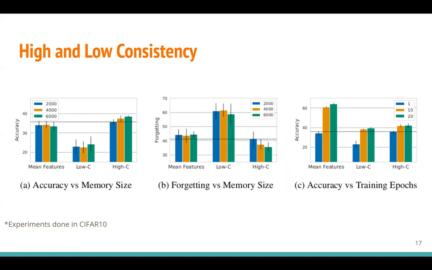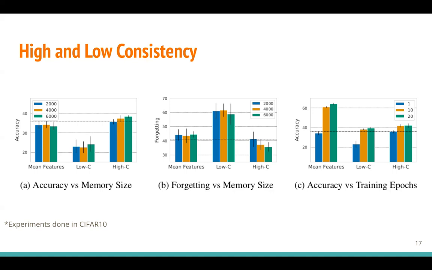We can hypothesize many things, but mainly focus on the idea that what we are doing with high consistency elements is removing the possibility of having outliers. Instead, with mean features, you still have this possibility, this probability. Indeed, what we expect is that because we are selecting the high consistency elements, we decrease the forgetting by a big margin. And that's what's indeed happening. In figure B, we can see that by selecting high consistency elements, we decrease the forgetting by increasing the memory size.